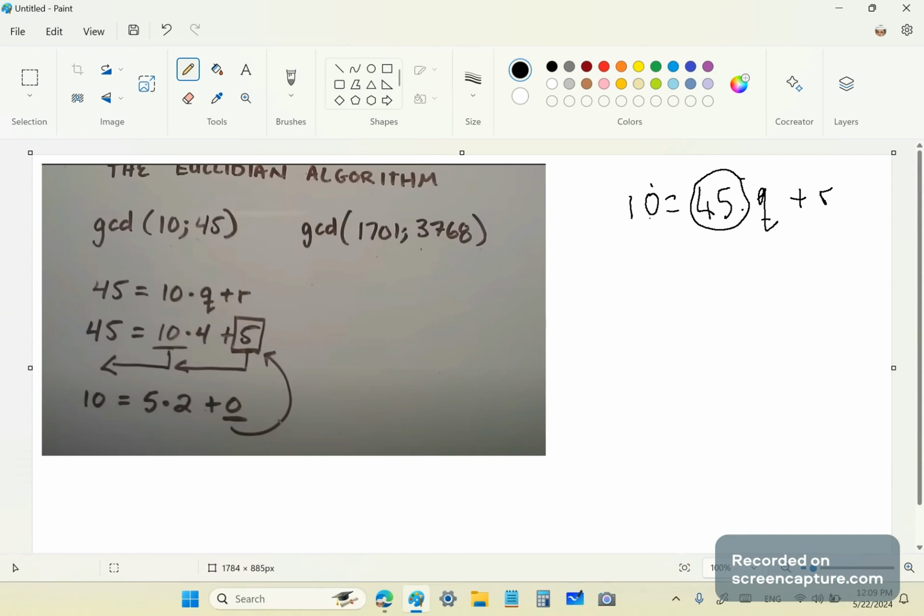Therefore, the first thing one notices is that when you're taking the GCD of any two numbers, you're measuring the larger with the smaller. Very important. Okay, you're measuring the larger with the smaller.